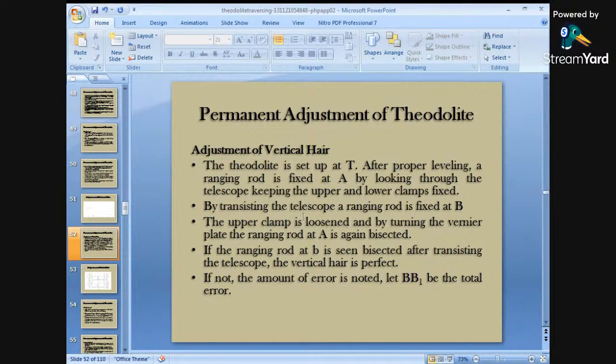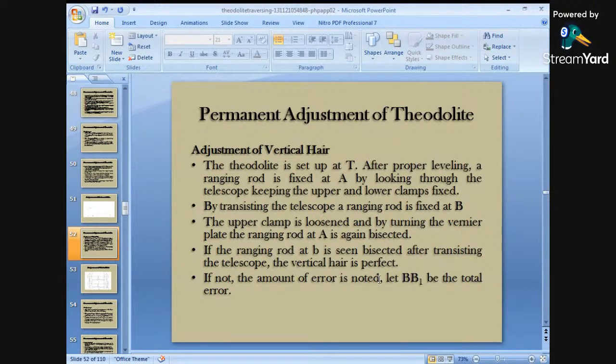Now the upper clamp is loosened, and by turning the vernier plate, the ranging rod at A is again bisected. You release the upper clamp, turn the telescope again, and bisect the ranging rod at A. If the ranging rod at B is seen bisected after transiting the telescope, the vertical hair is in perfect adjustment. So you turn the telescope and see whether point B is bisected or not. If it is bisected, your vertical hair does not require any adjustment. If it is not bisected, your instrument needs to be adjusted in the vertical hair.